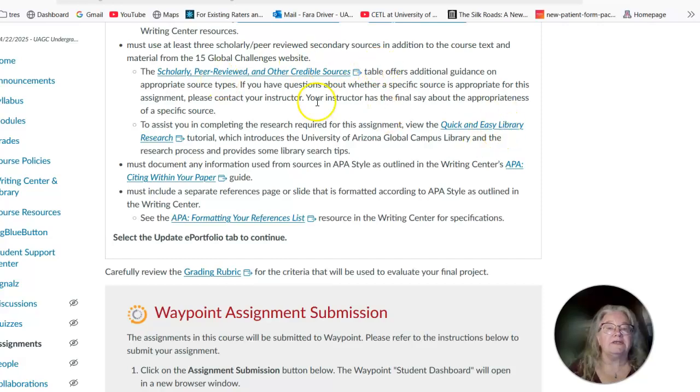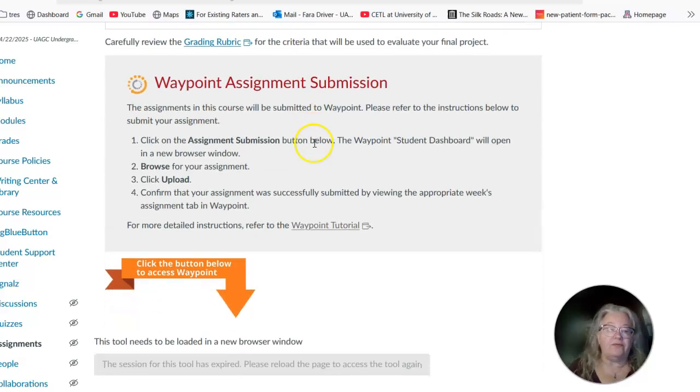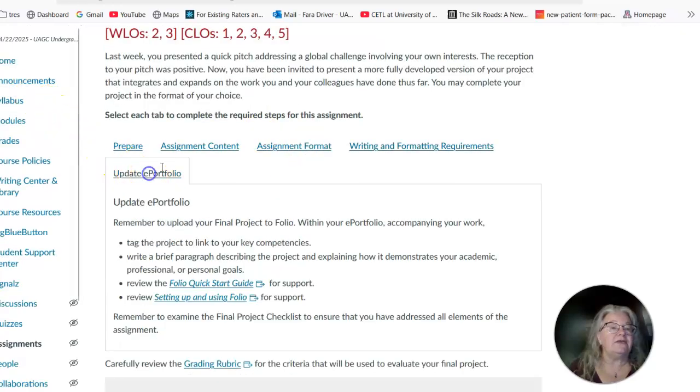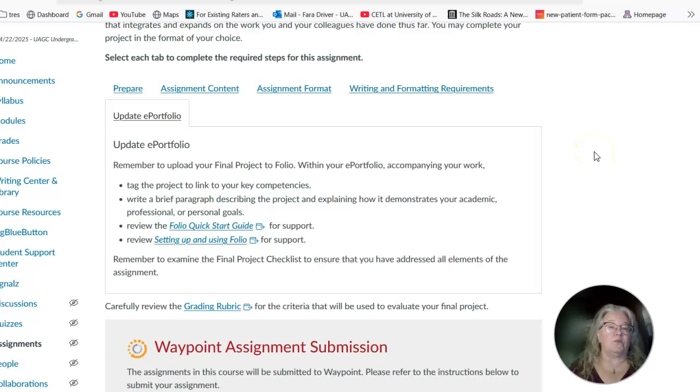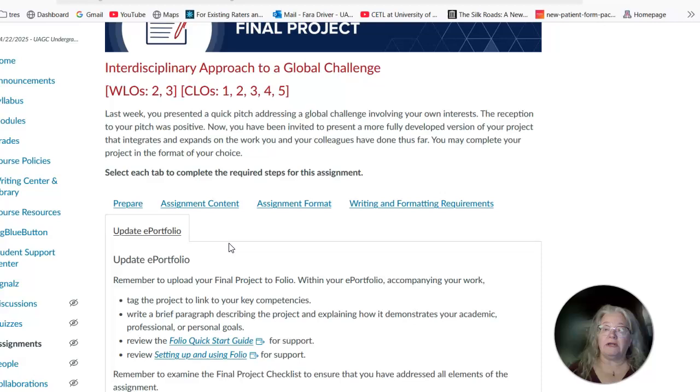And here's some really good links for utilizing the library to find those. APA citation within your project, regardless of whatever form you're taking, and a separate APA style reference page at the end, regardless of whatever format you're taking. And then last but not least, the update to the e-portfolio, which you must do as well. All right, so again, I'm giving you this because everything we do, starting literally with post your introduction, is geared towards getting you on board with this final project.